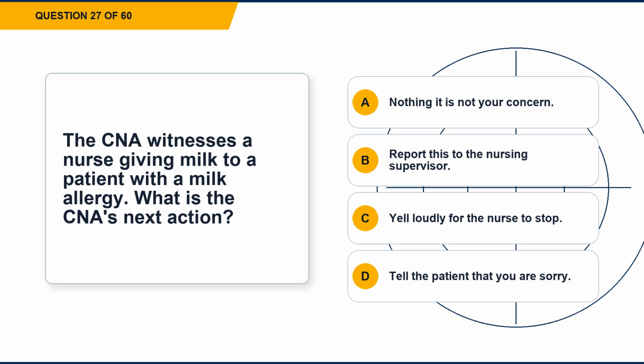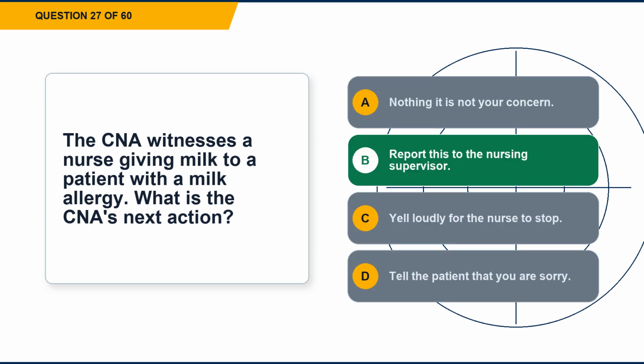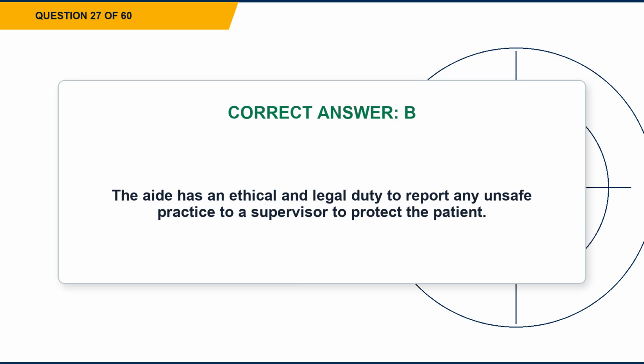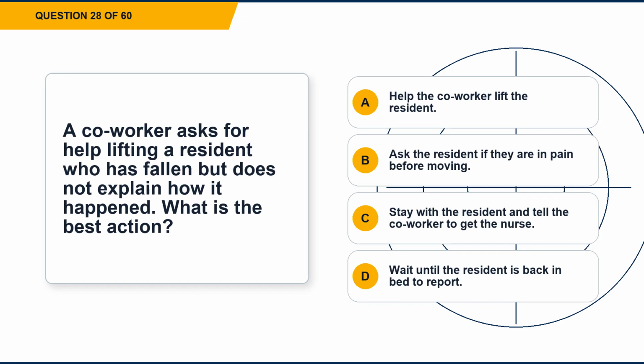Question 27. The CNA witnesses a nurse giving milk to a patient with a milk allergy. What is the CNA's next action? Option A, nothing, it is not your concern. Option B, report this to the nursing supervisor. Option C, yell loudly for the nurse to stop. Option D, tell the patient that you are sorry. The correct answer is option B, report this to the nursing supervisor. Explanation. The aide has an ethical and legal duty to report any unsafe practice to a supervisor to protect the patient.